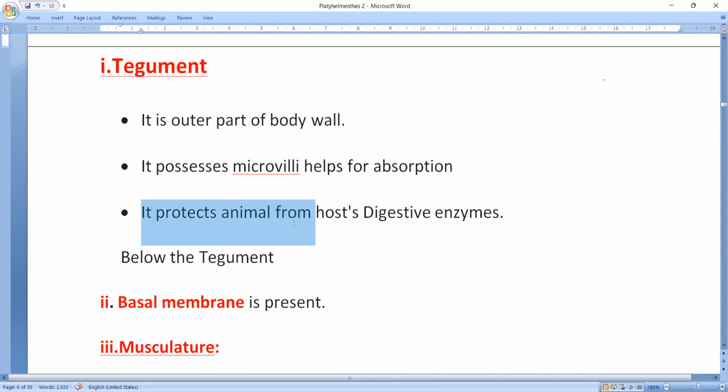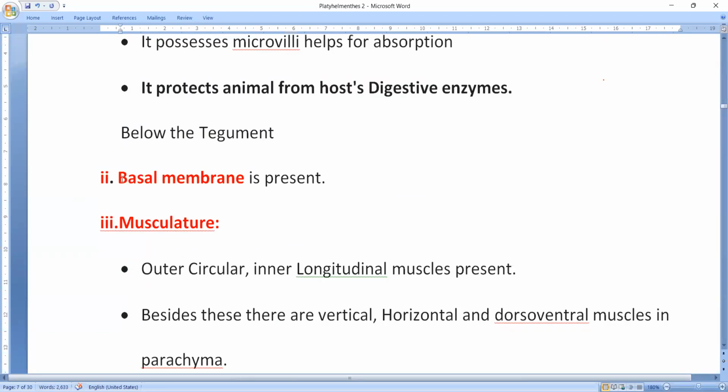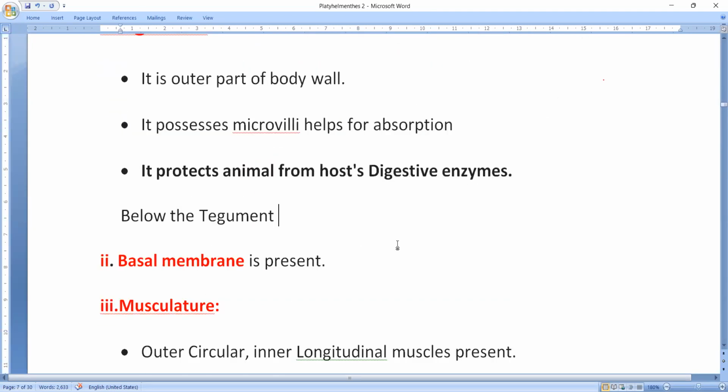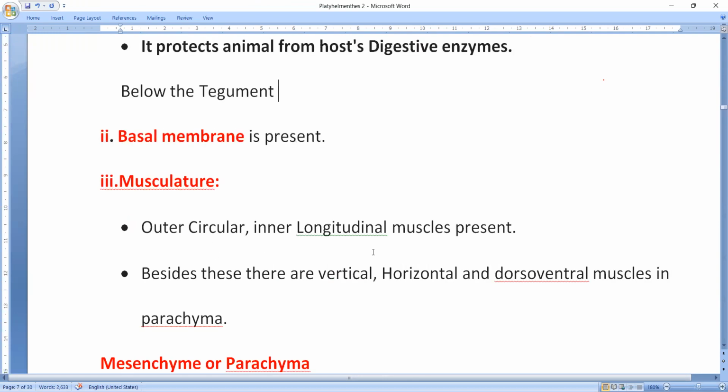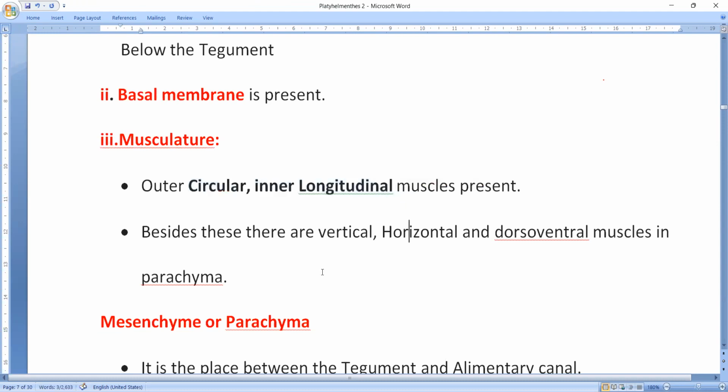The tegument protects the animal from host digestive enzymes. Below the tegument, a basal membrane is present. See, this is the basement membrane or basal membrane. And then the musculature includes circular and longitudinal. There are vertical, horizontal, and dorsoventral muscles present in the parenchyma or mesenchyma.